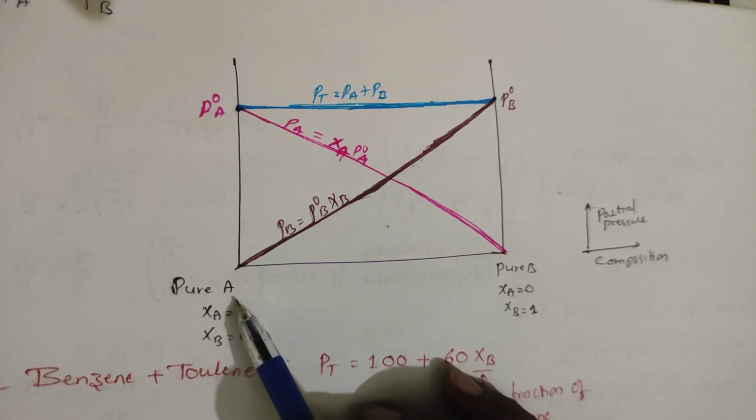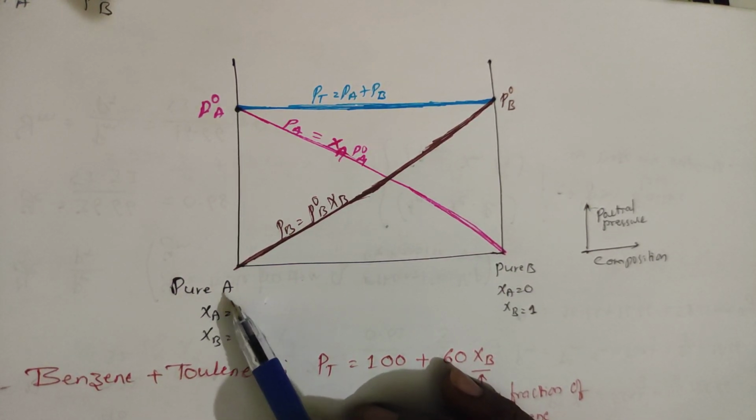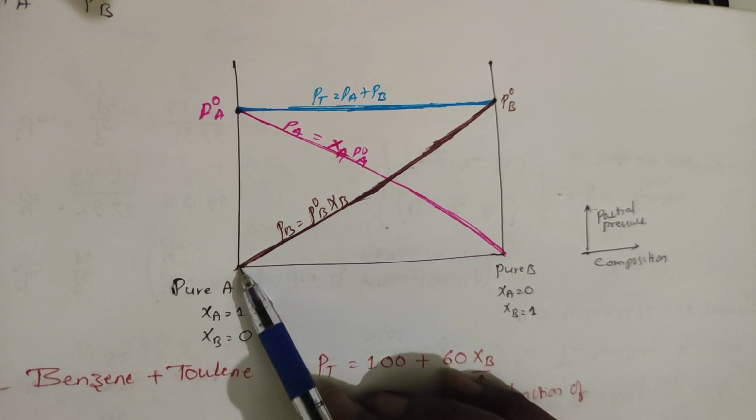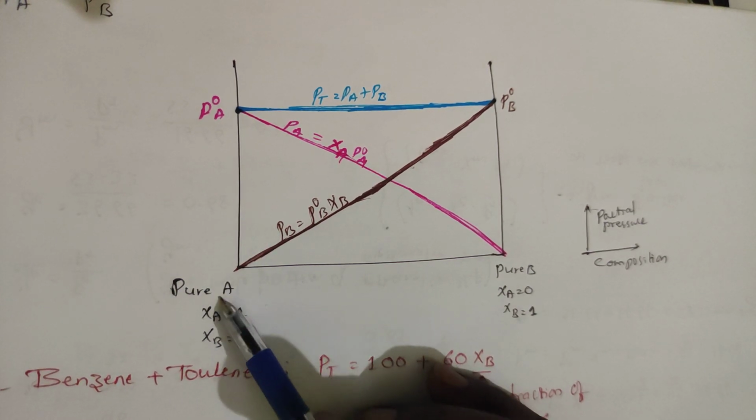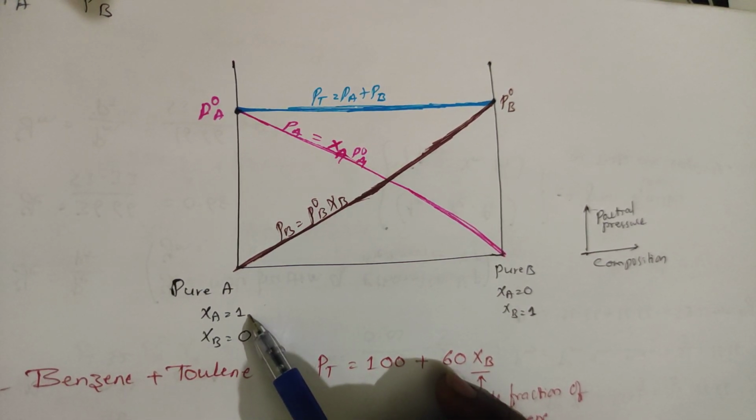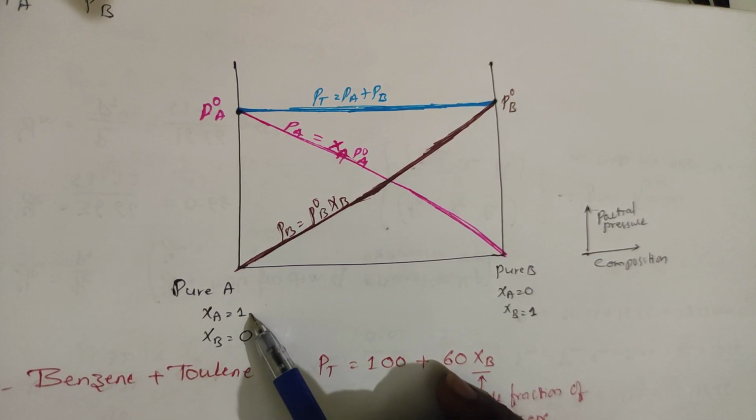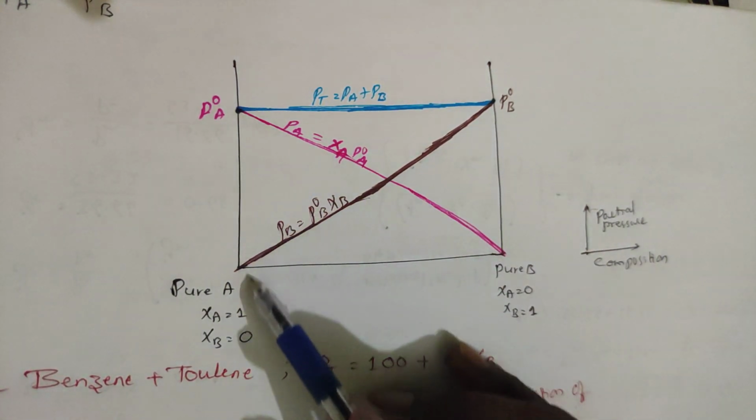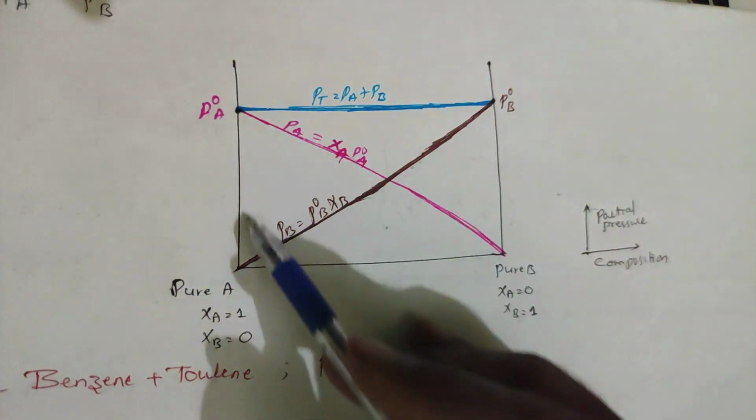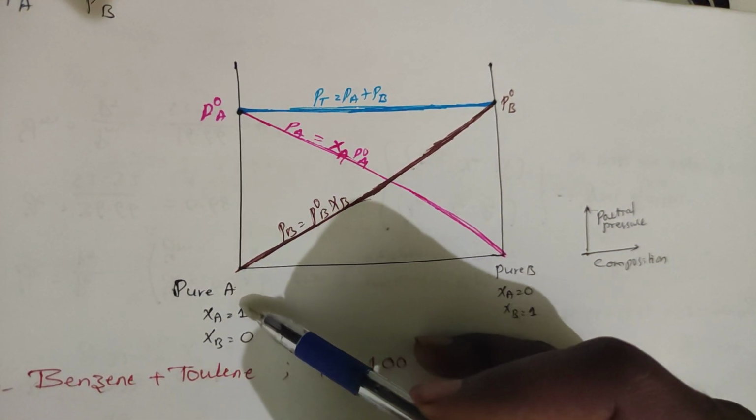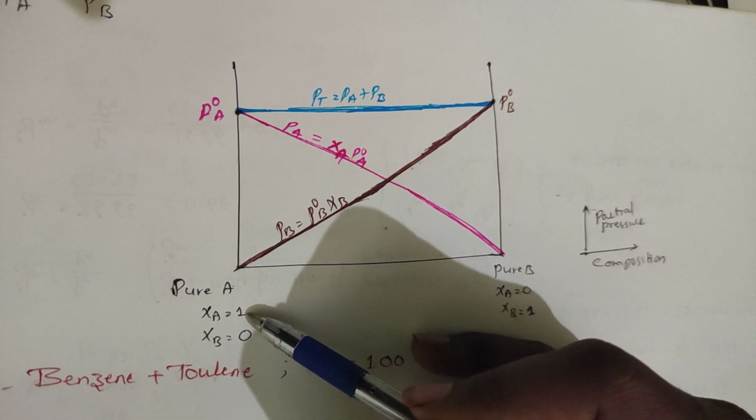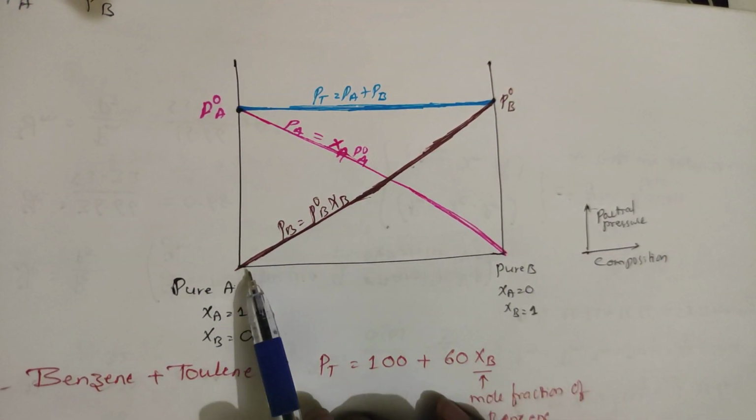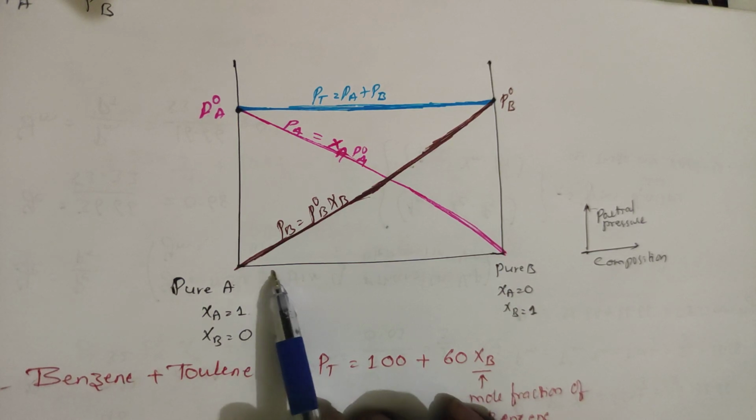If I take pure substance A this side, what will be the mole fraction of A? Mole fraction of A is 1 because you don't have any B. At this point, it is 0. So if you have pure substance A, mole fraction 1, what will be the pressure? The pressure is nothing but the pure vapor pressure exerted by A. So I am marking this one on the Y axis. The pressure exerted is this one. If I go on adding B, at this point I am adding B, at this point I am adding B.